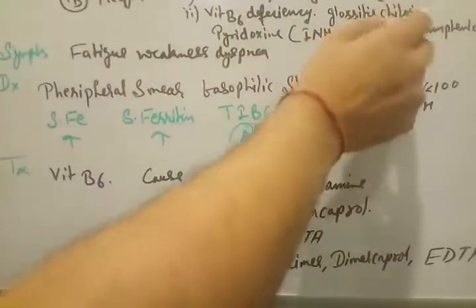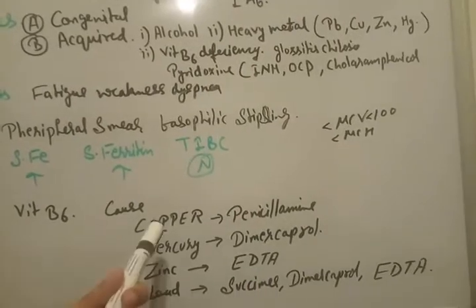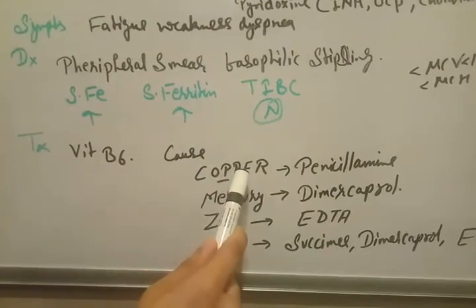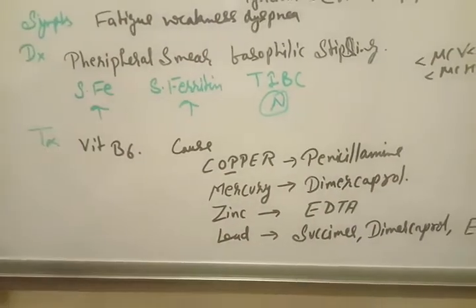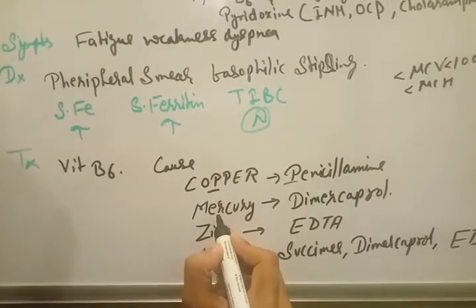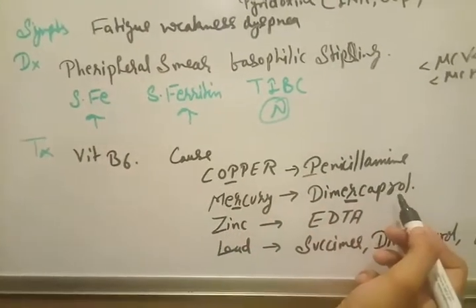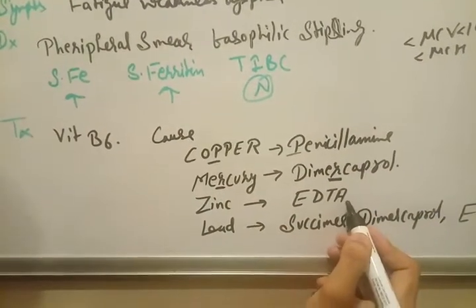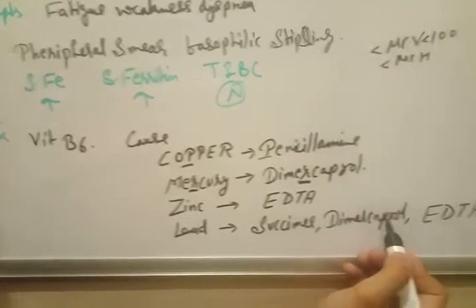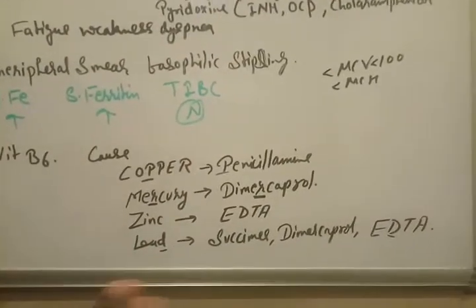If there is heavy metal toxicity, we need to use antidotes. For copper, the antidote is penicillamine. How to remember? In copper there is a P, and in penicillamine there is a P. So we can remember this P and P. Copper, penicillamine. In mercury there is R, and in dimercaprol there is R. Mercury antidote is dimercaprol. For zinc, the antidote is EDTA. In case of lead, the antidotes are succimer, dimercaprol, and EDTA.